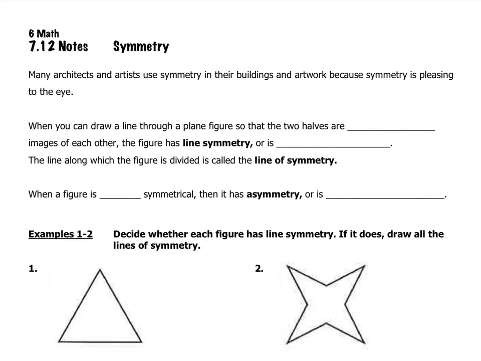In this video, we're going to look at two different kinds of symmetry. The first kind of symmetry is what's called line symmetry. Line symmetry occurs when you can draw a line through a plane figure so that the two halves are mirror images of each other. And when that happens, we say that the two halves are symmetrical.